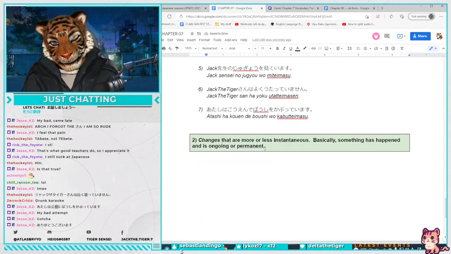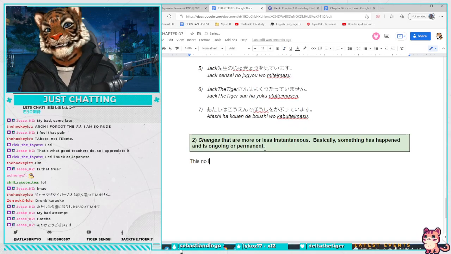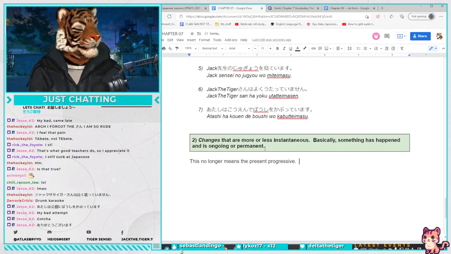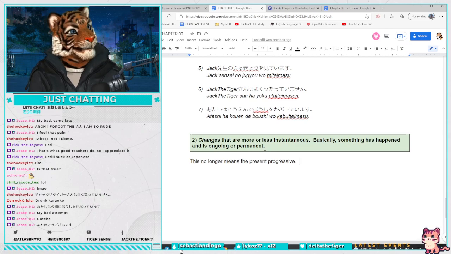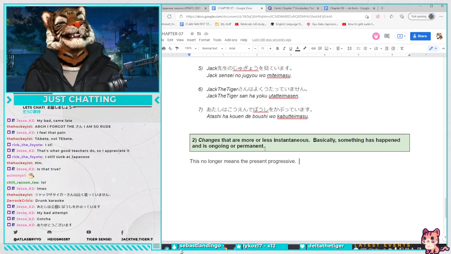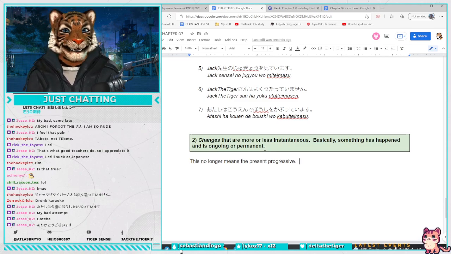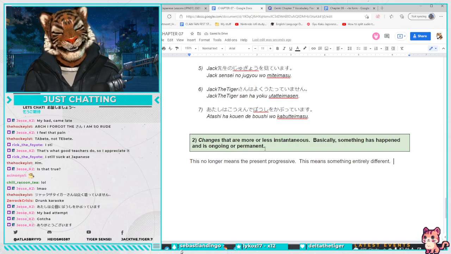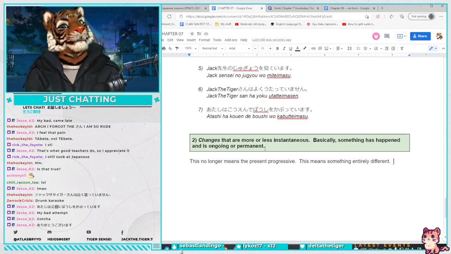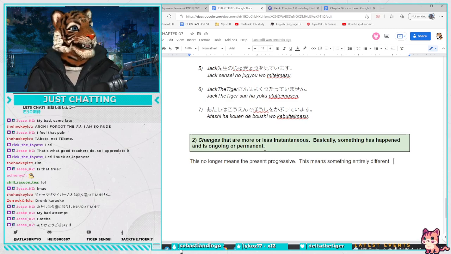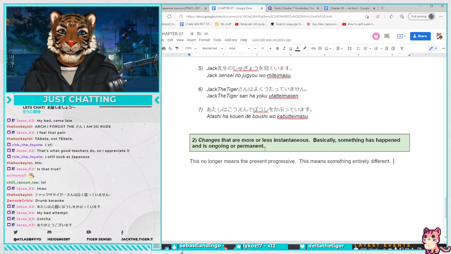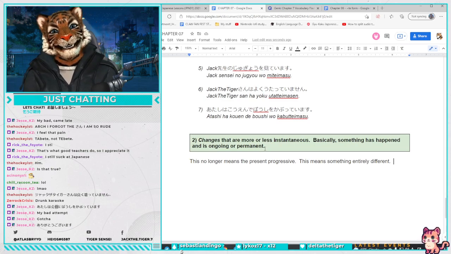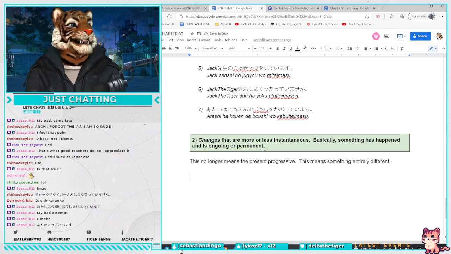Okay. I want to make it clear that this no longer means the present progressive. At this point, for this part two, it is no longer the present progressive. It means something entirely different. This is the one I have a hard time trying to explain, because grammatically it's going to be using the same form. We're going to use teiru. But these are things that have changed. I guess we do use continuous states a little bit. Well, we'll see. The easiest example I can give, there are actually two that I can use.